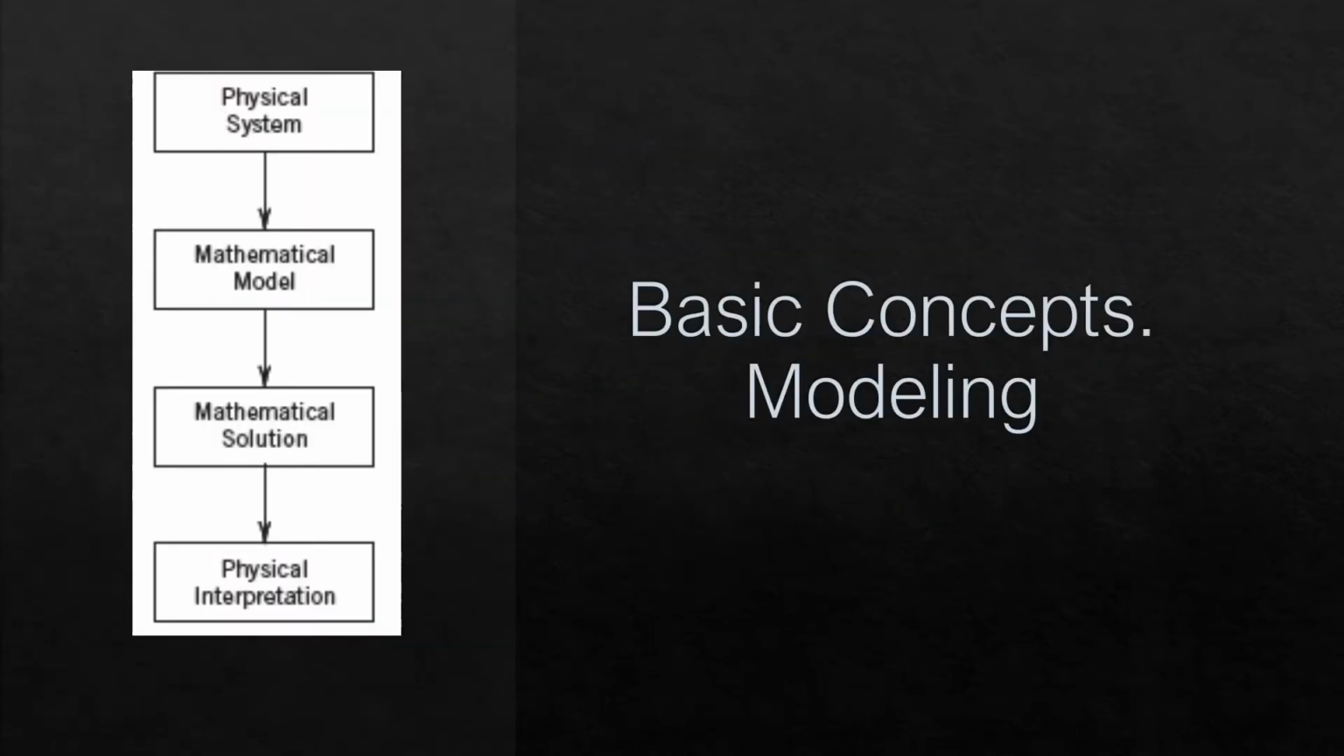Now what is modeling actually? We have a physical system, and from this physical system we come up with a mathematical model. After mathematical modeling, we come up with the mathematical solution of those mathematical equations. And when we get the solution, the important thing is the physical interpretation of those solutions, so that we can interpret our mathematical model according to the real phenomena.